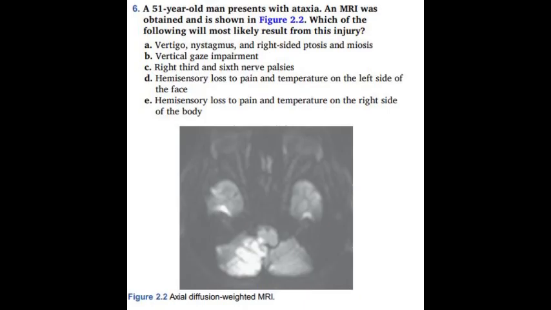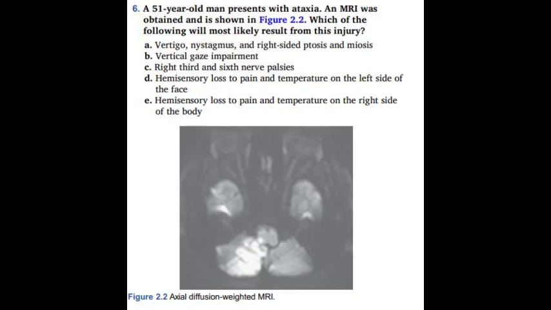Vertical gaze impairment, let's look at B. B is obviously wrong. And why is B wrong? Because vertical gaze impairment is seen in midbrain lesions. Right third and sixth cranial nerve palsy. Third cranial nerve palsy will be seen in a midbrain lesion, and a sixth cranial nerve palsy will be seen in a pontine lesion.